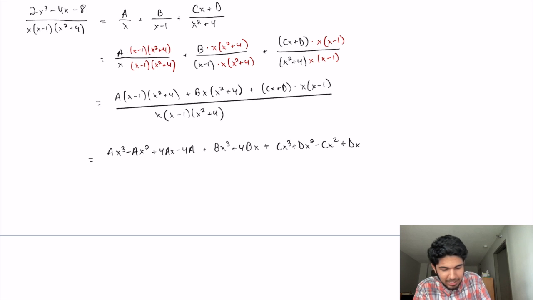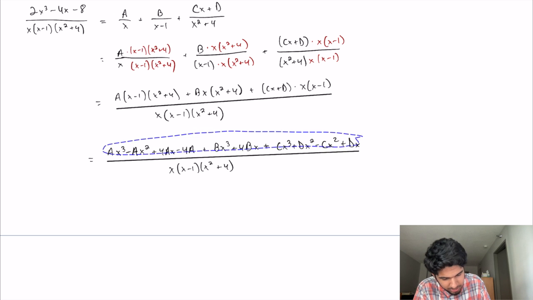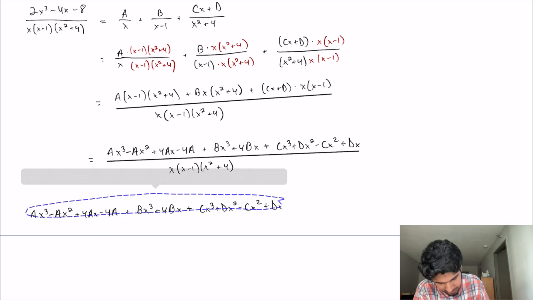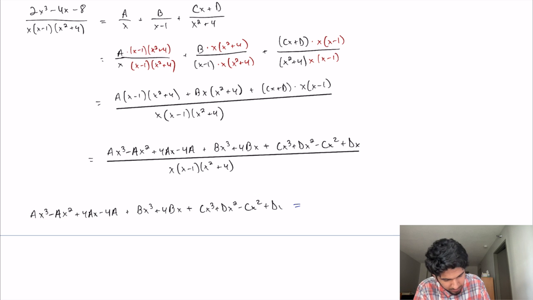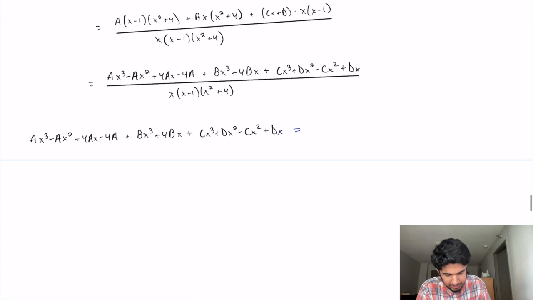So that's expanding out our numerator. All of this goes over our denominator, but we don't really care too much about the denominator right now. We just care that this numerator should be equal to the numerator of our integrand, which is 2x cubed minus 4x minus 8.